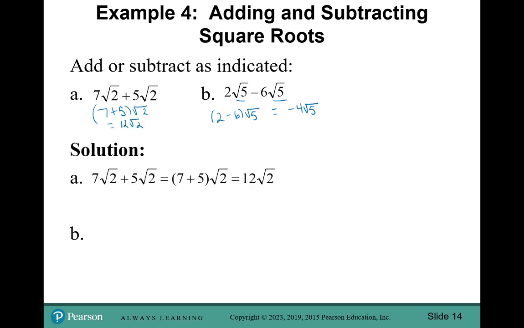If we follow the solution, we see that we are indeed correct. 7 square root 2 plus 5 square root 2 equals 7 plus 5 times square root 2, which reduces to 12 square root 2. And if I look at 2 square root 5 minus 6 square root 5, this reduces to 2 minus 6 times square root 5, which reduces to negative 4 times the square root of 5.